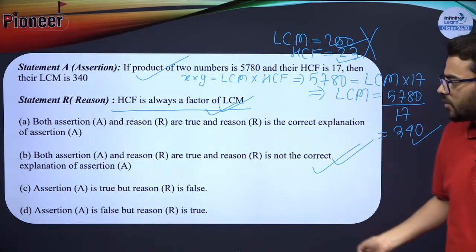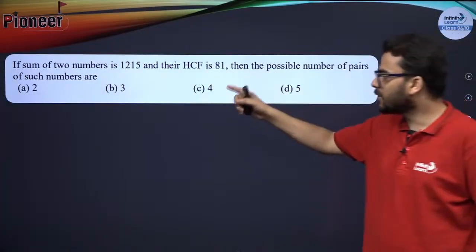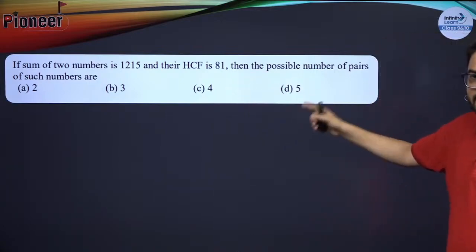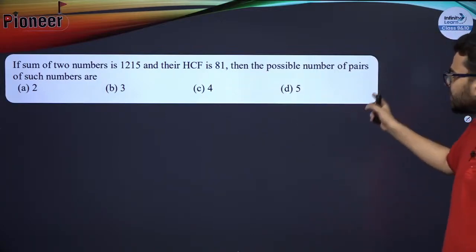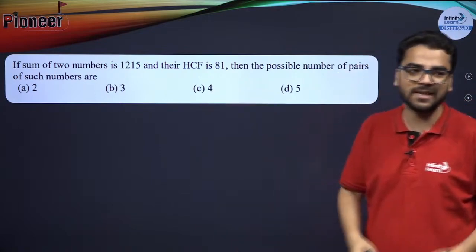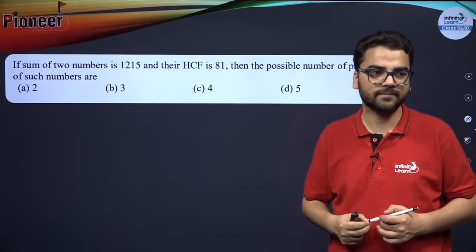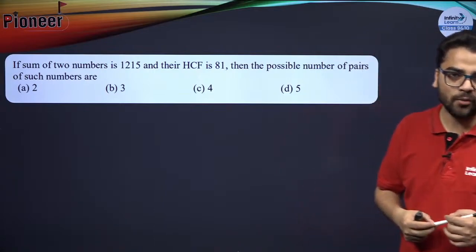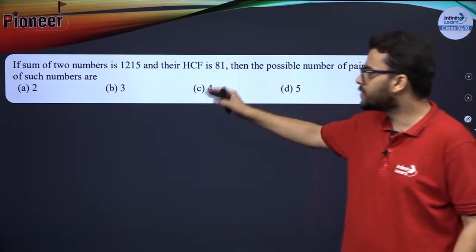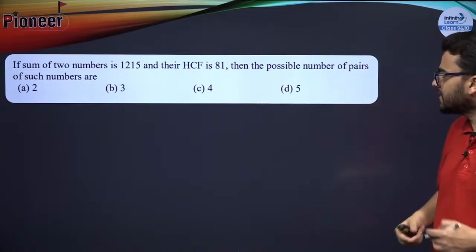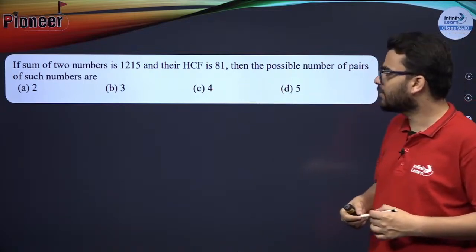Okay, so let's move on to the next one over here. The sum of two numbers is 1215 and their HCF is 81. Then the possible number of pairs of such numbers are? Can you tell that? Can you try doing this one?